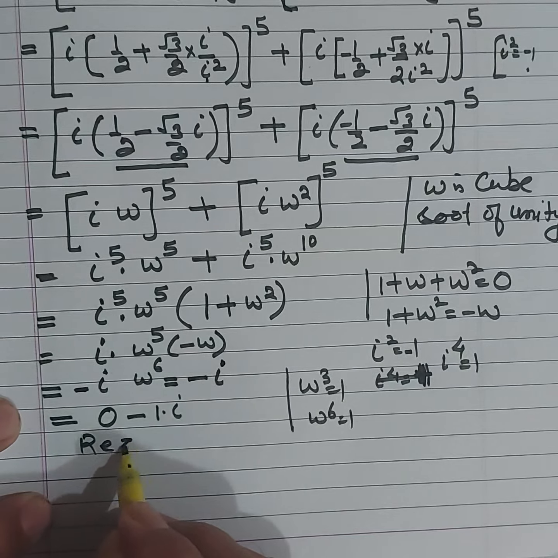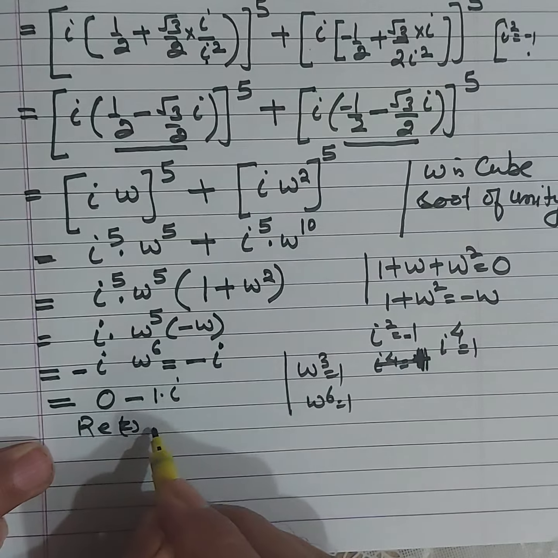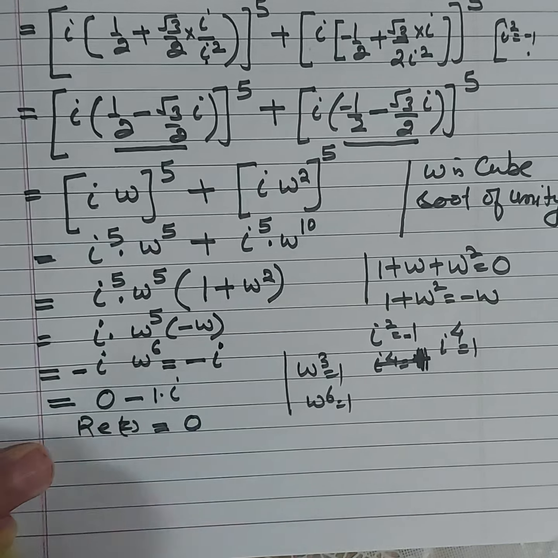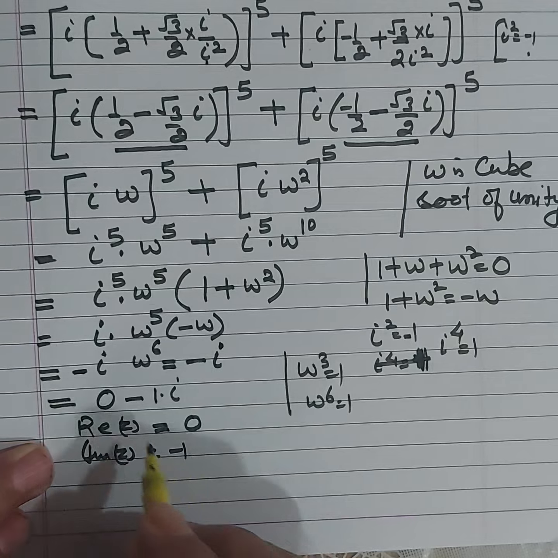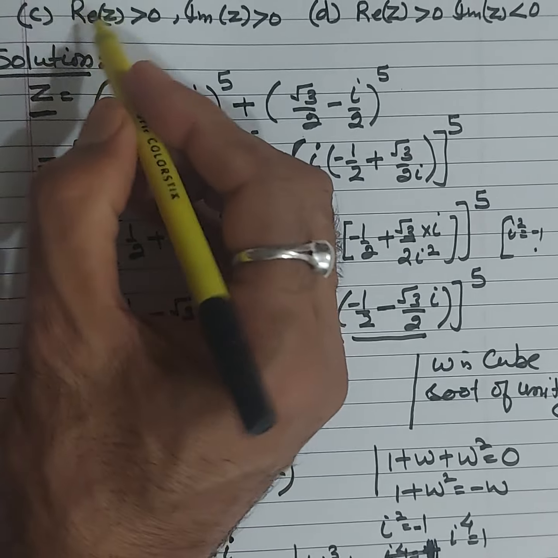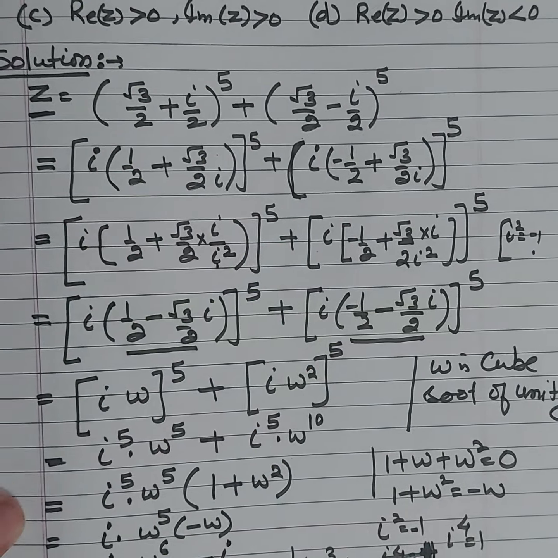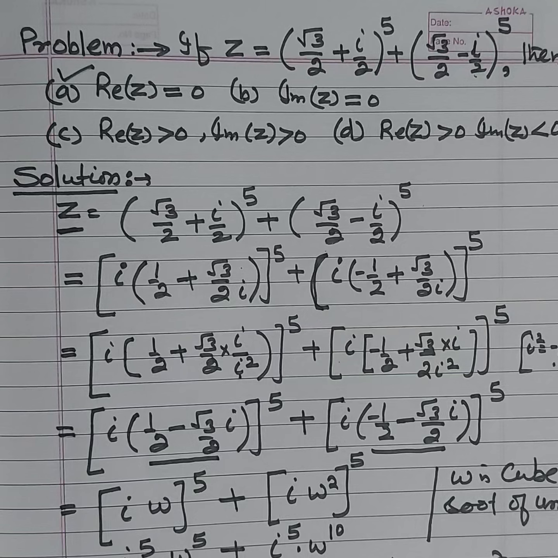So the real part of the complex number, this is the complex number, so the real part of the complex number is 0 and the imaginary part of the complex number is minus 1. Now if we compare this with the options given, A is the right choice of this problem. The real part of the complex number is 0.